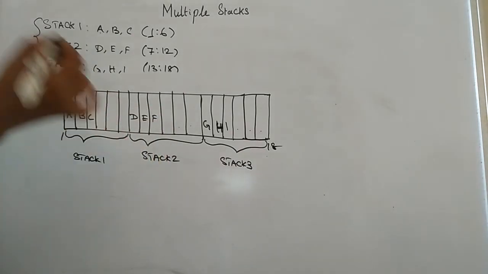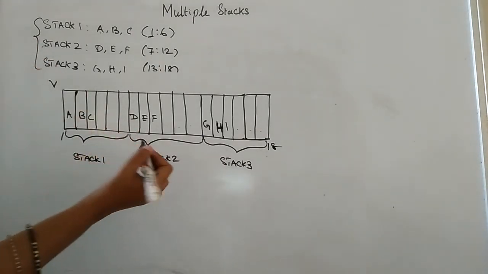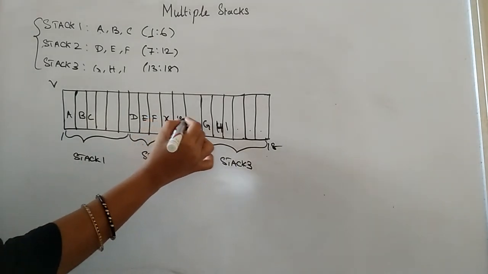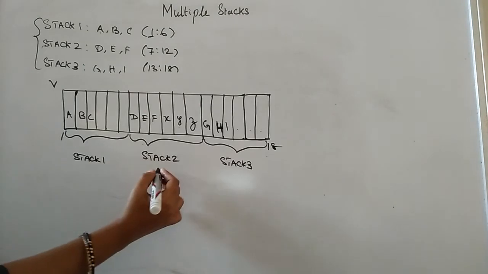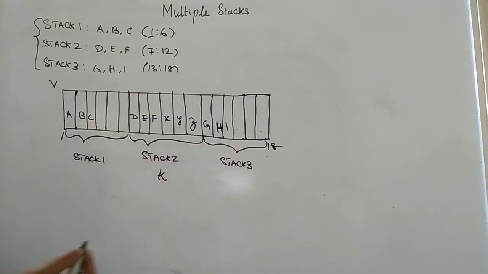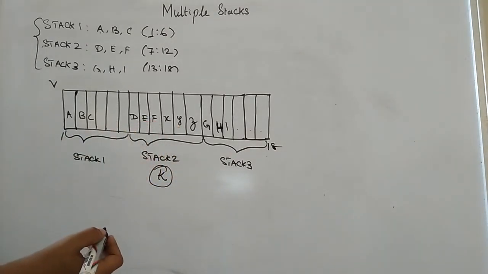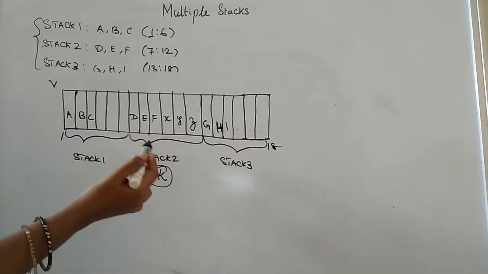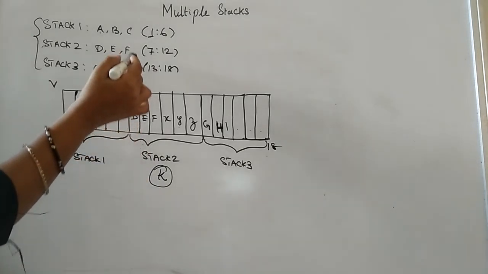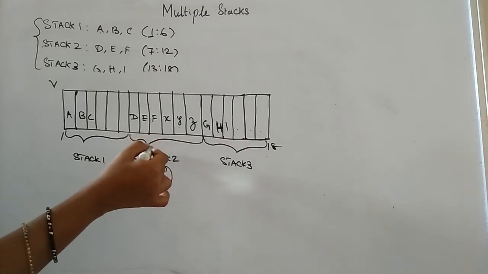Consider the situation where I'm just going to push 3 more elements onto stack 2, for example X, Y, Z. Next, I'm trying to store one more element onto stack 2 as K. But when I try to store this element K onto stack 2, there will be no space. Why is there no space here? Because the range for stack 2 is 7 to 12 only. But actually the array is having spaces.